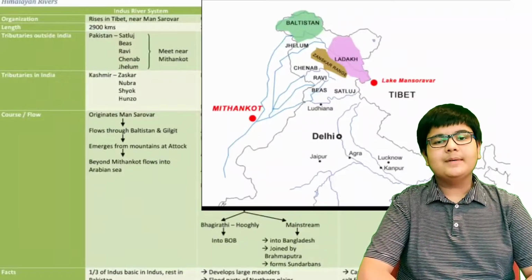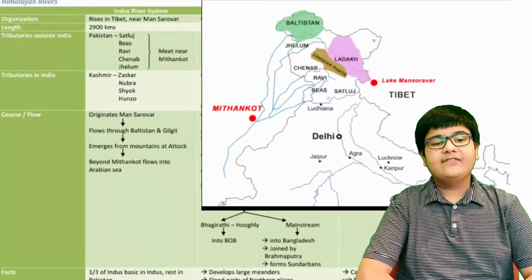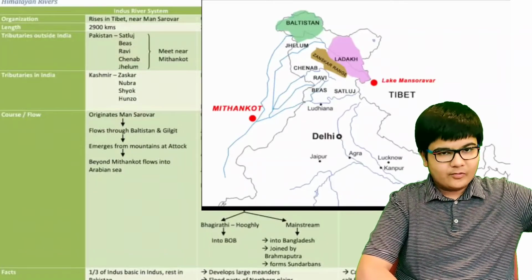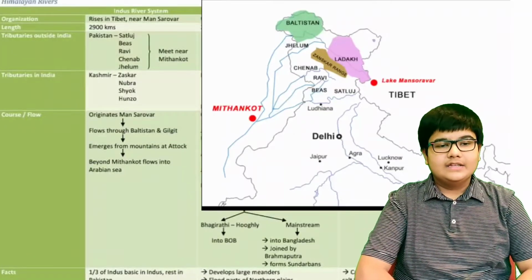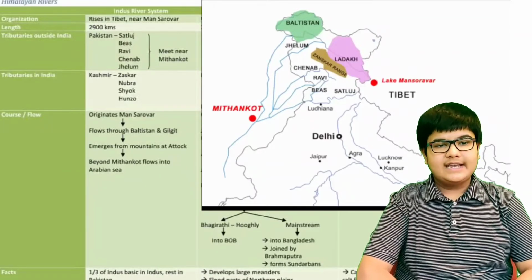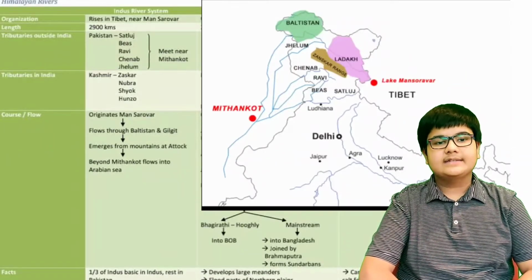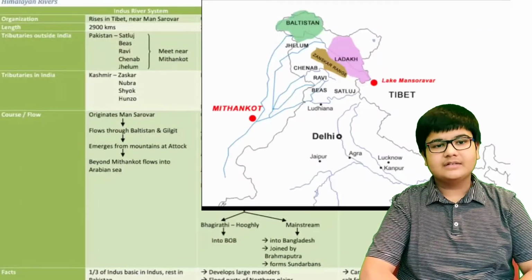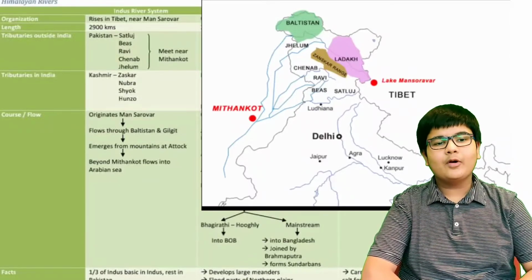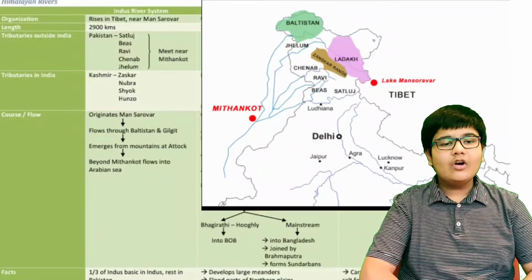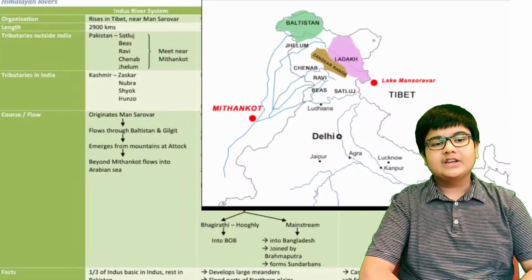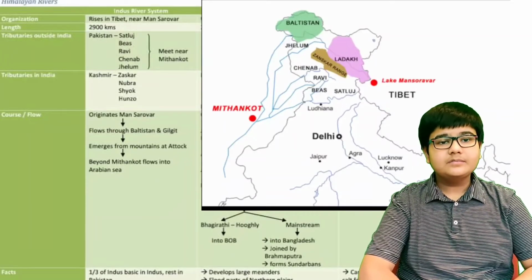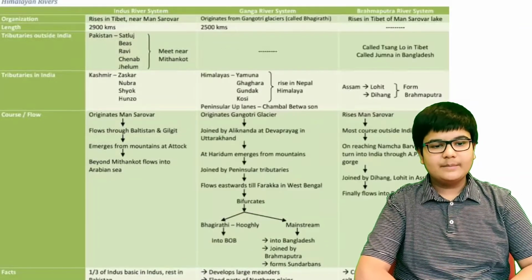Then it emerges from the mountains in Atok, and finally it flows through Pakistan and then flows into the Arabian Sea. Now it has various tributaries such as Satluj, Bias, Ravi, Chenab and Jhelum. All these tributaries meet near the place Mithankot. In India also, it has various tributaries in Kashmir such as Zanskar, Nubra, Shyok and Hunza. Its length is 2900 kilometers.